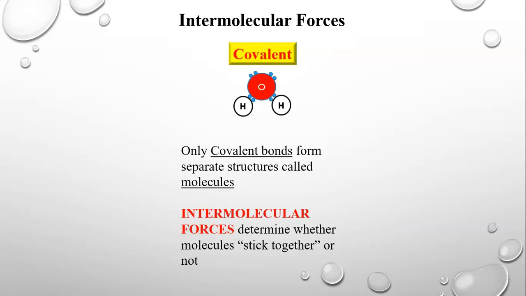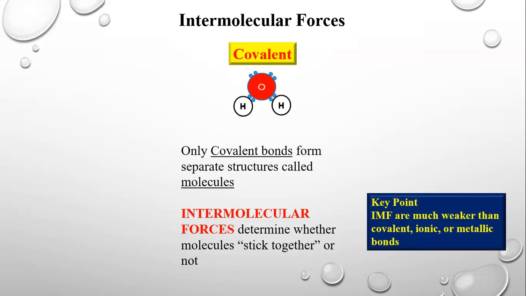So only covalent bonds form separate structures called molecules. Intermolecular forces determine whether molecules stick together or not. And this is a key point, that intermolecular forces, which we abbreviate IMF, are much weaker than covalent, ionic, or metallic bonds. So again, covalent, ionic, metallic bonds form chemical bonds, and they are much stronger. Intermolecular forces, which are not as strong as chemical bonds, simply determine whether the molecules are going to be a solid, like ice, a liquid, like liquid water, or a gas, like water vapor or steam.